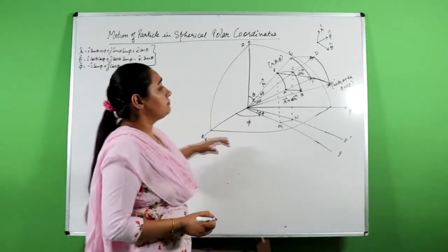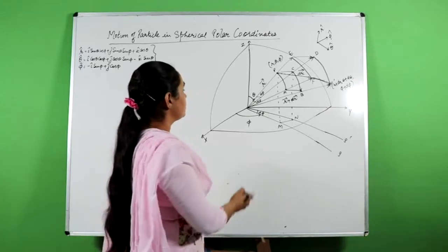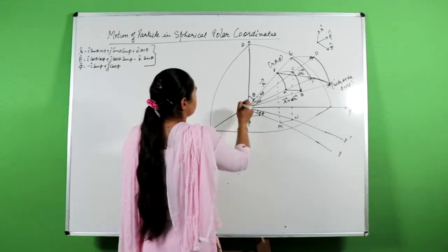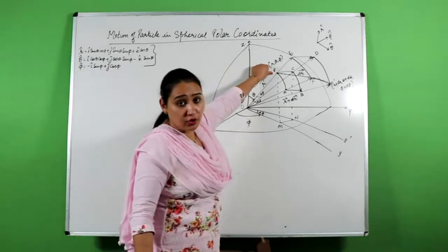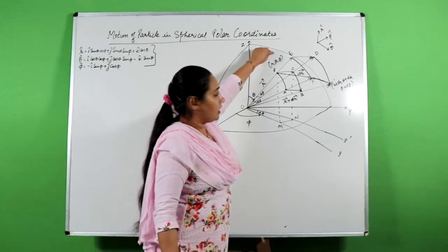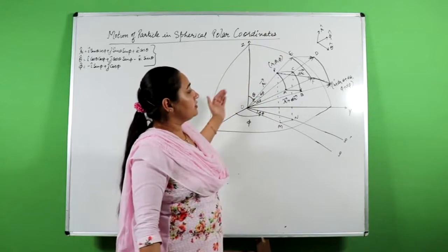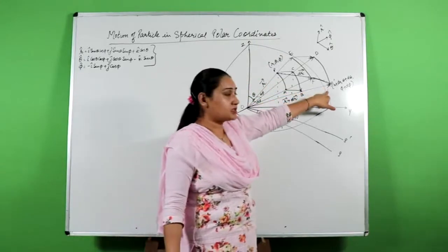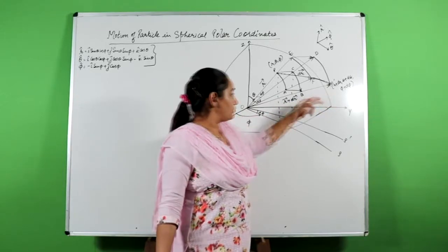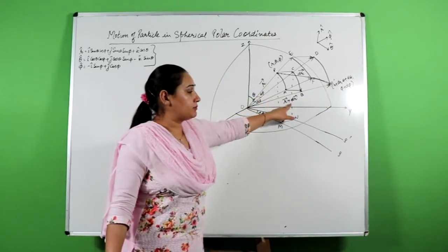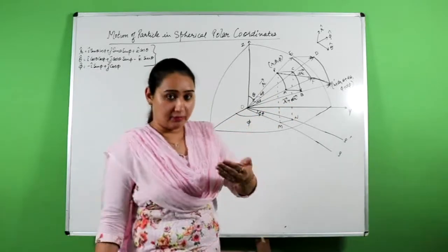Since the particle is moving in spherical polar coordinates, let us suppose initially the point was at point P, when the spherical polar coordinates of that point were r, theta and phi. Now after some time, let us suppose the particle moves to the next position, P dash, and the coordinates will change from r to r plus dr, meaning an additional distance of dr has been moved by the particle.